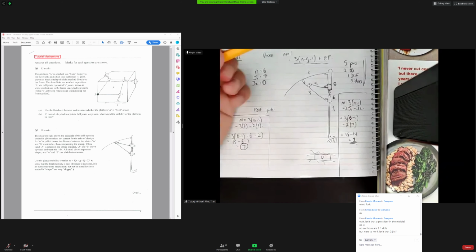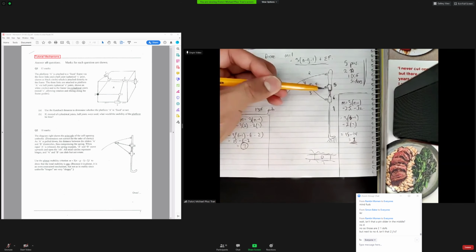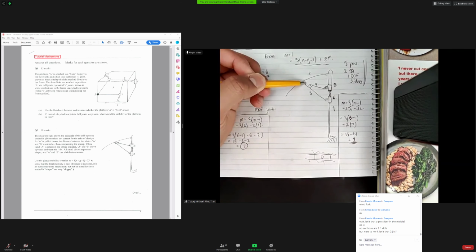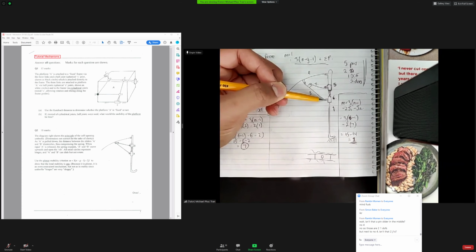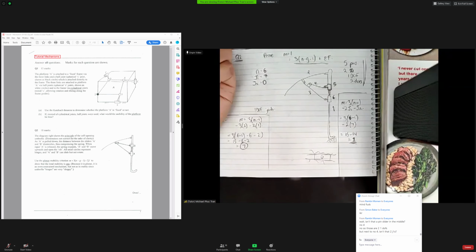Okay, so I'll count the single degrees. I'll count the pins first. 1, 2, 3, 4, 5. So you said next to number 4 there's 2 J1s. Yeah, that's right. So 1 and 2. 1, 2, 3, 4, 5. And there's 2 sliders.